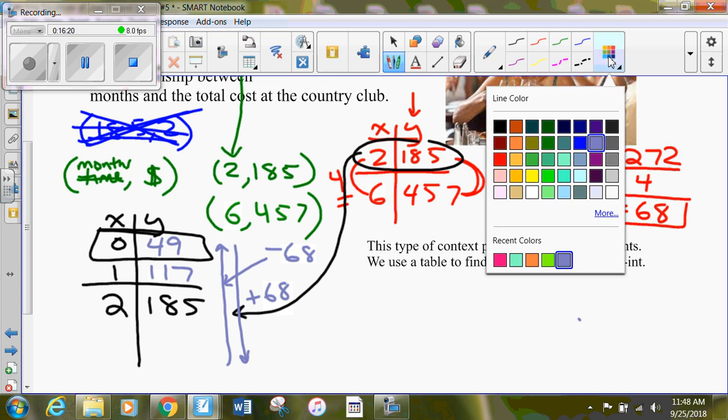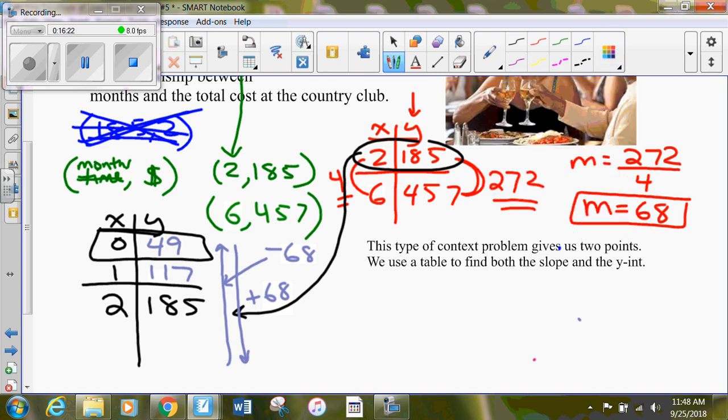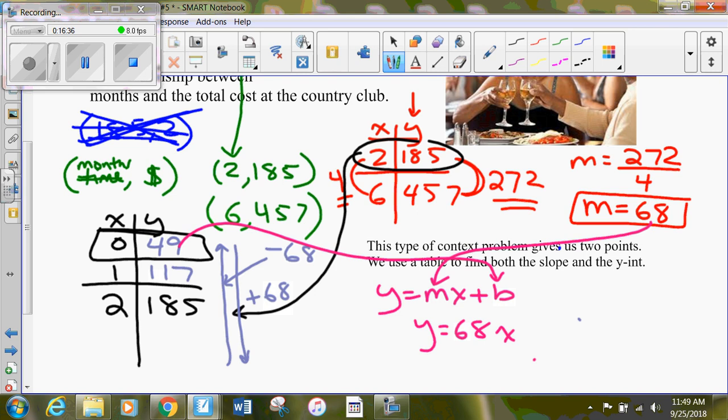So now we're going to put these two things together. Let's finish in a bright pink. All right, so we're going to bring these two together. We're looking for the y equals mx plus b formula. We know that our slope is 68, and our y-intercept is 49. So let's put those in: y = 68x + 49. And that, my dear students, is your answer.